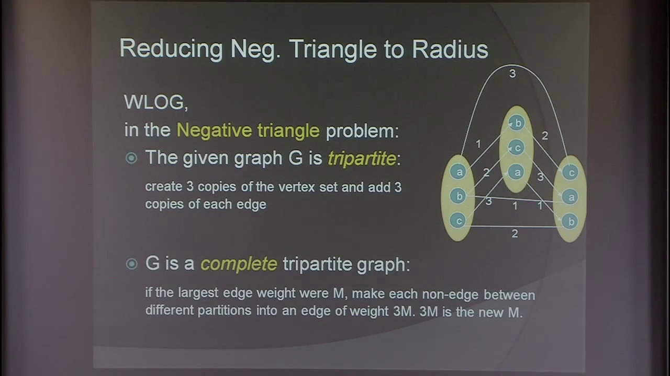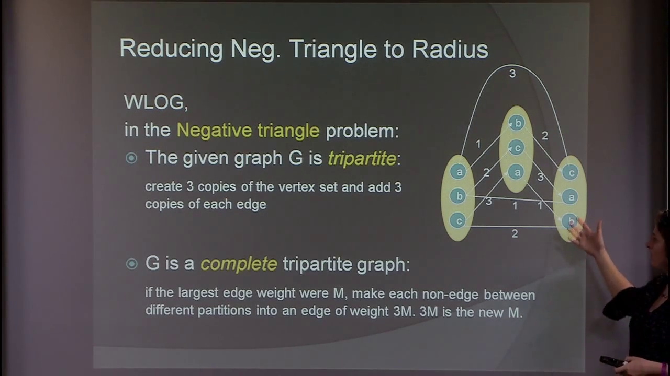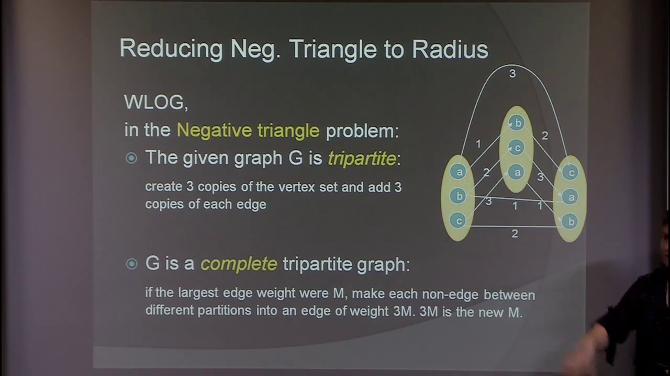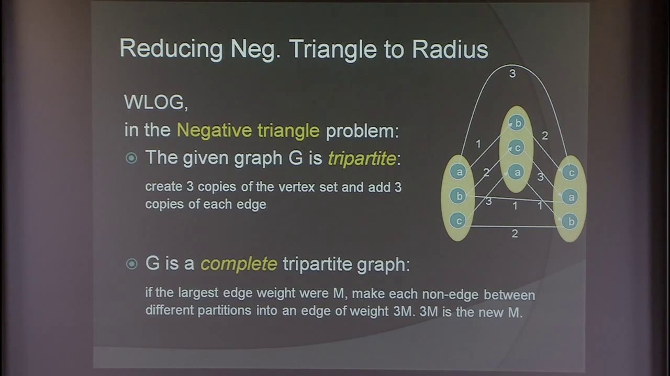And the second thing we can assume is that it's a complete tripartite graph, just because if the maximum edge weight was m, we can just put edges that have weight m to represent the non-edges, and we don't even have any infinity weights that way. Everything has weights between minus m and m, and it's a complete tripartite graph. Everything is fine. Okay? This helps us with reductions. It makes things easier. Okay. So I added this non-edge, and I put 9 because 9 is the largest edge weight.